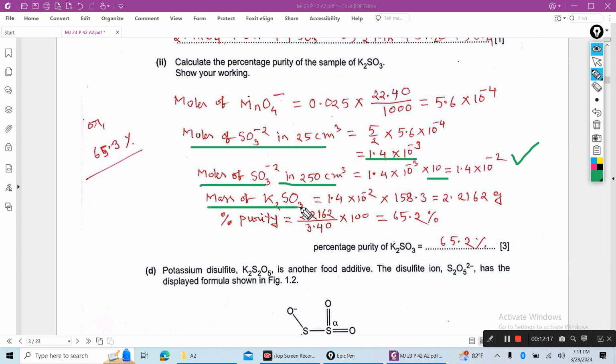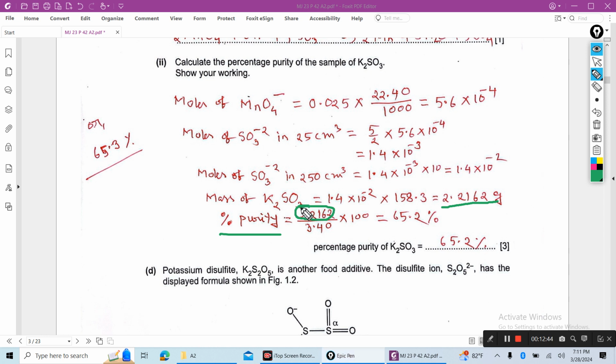Then the mass of potassium sulfite is the number of moles times the molar mass of potassium sulfite, so 2.2162 gram. This is the actual mass. Now percentage purity.